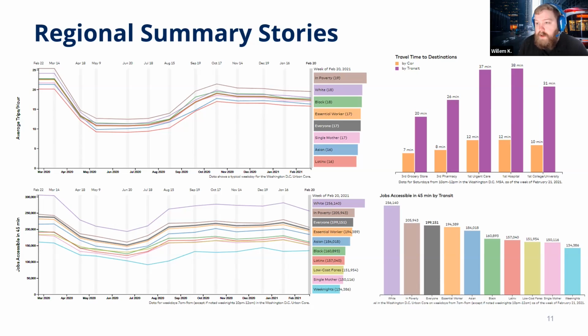These plots on the website, by the way, are interactive. You can click on different days and it'll update the ordering of the bars. And so this is just showing the gap again in accessible jobs by transit in 45 minutes between white and everyone else, and it shows an ordering of those various sociodemographic groups.